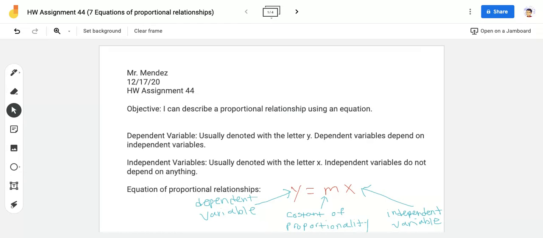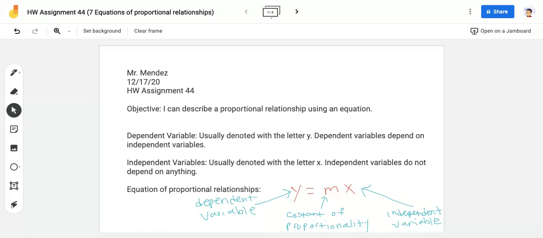Why is the money dependent? Well, the amount of money you make depends on how much time goes by. Okay? The amount of money you make depends on how much time goes by. So the amount of money is dependent. It depends on something. Therefore, independent would be time. The independent variable would be time.